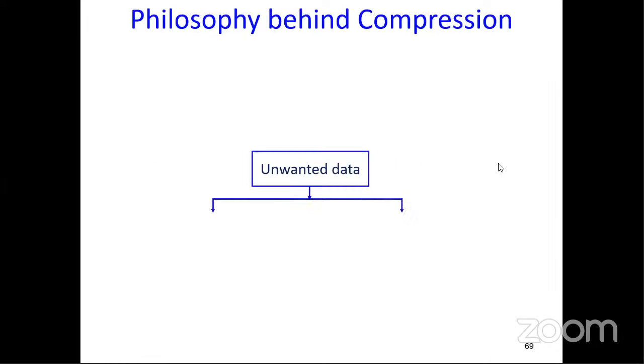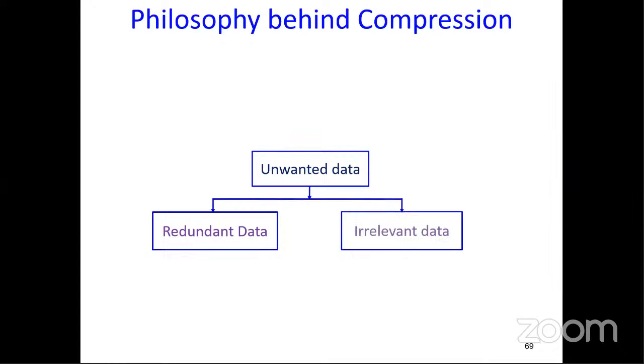The fundamental idea behind compression is only one thing: all the data will not convey useful information. I can classify the data into useful data and unwanted data. That unwanted data we classify into two types. One is redundant and the other one is irrelevant. There is always a difference between redundancy and irrelevancy.